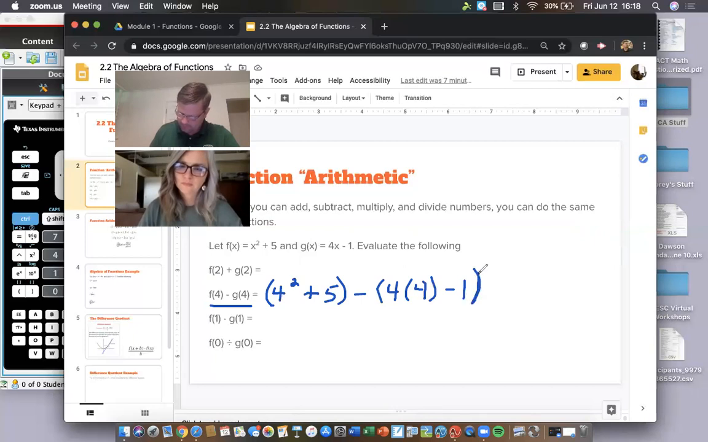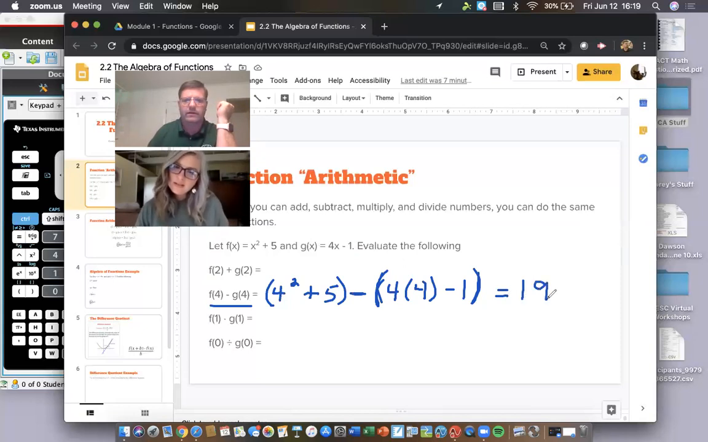So this parenthesis with this parenthesis is actually important now because I am subtracting. I have to find g of 4 in its entirety. And if I'm a little sloppy with my arithmetic, I'm bound to get the wrong answer. So I'm going to get 19 for the first set of parentheses. And what am I going to get in the other one?